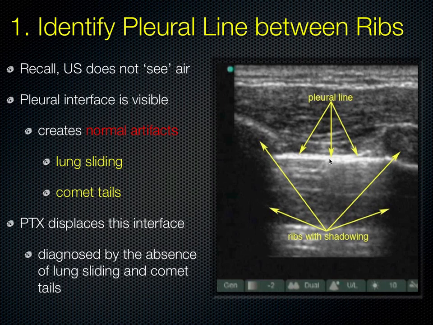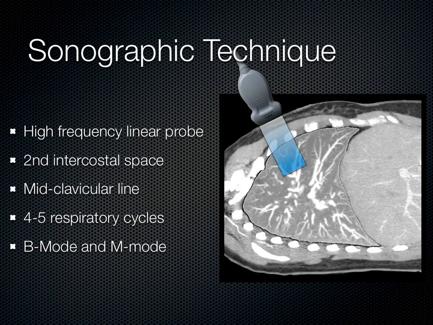However, when there's a pneumothorax, this whole interface is affected, and it can create some significant changes. So here's a representation of a linear probe with the indicator towards the head.